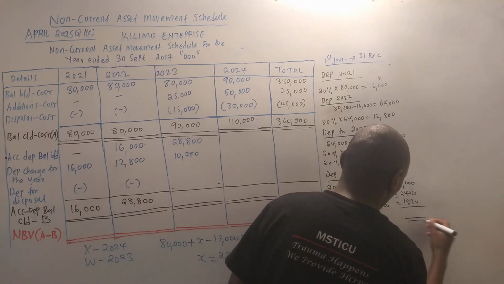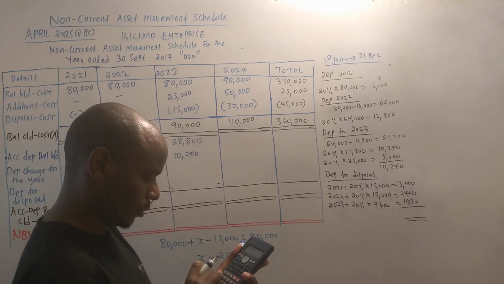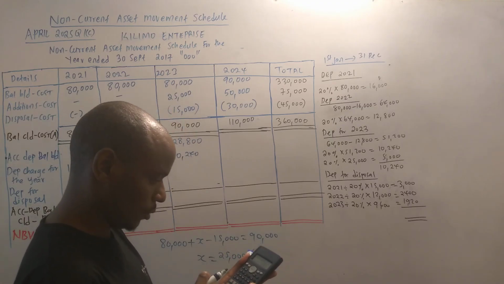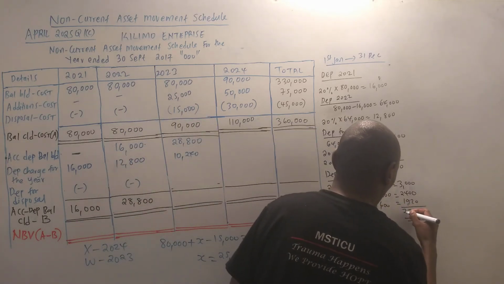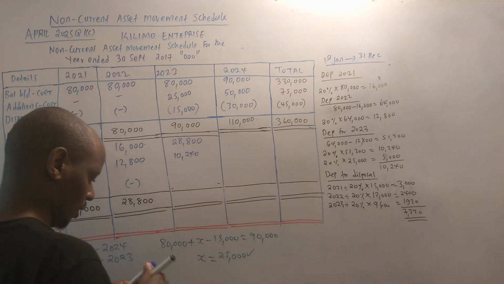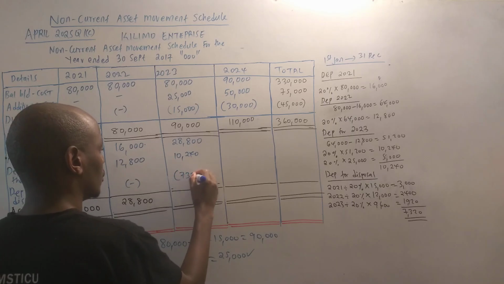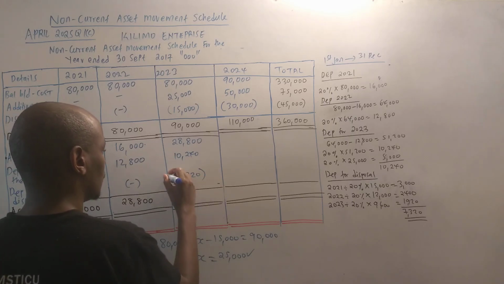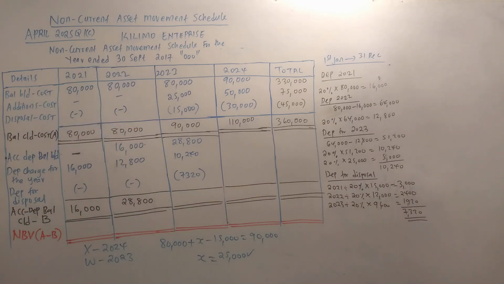So we add the depreciation: 3,000 plus 2,400 plus 1,920, that is 7,320. So you put here, you less 7,320.